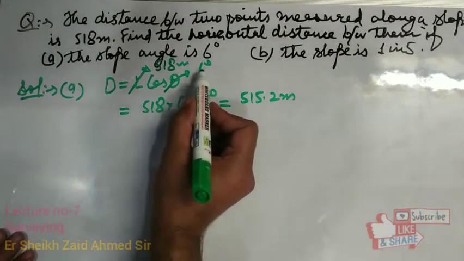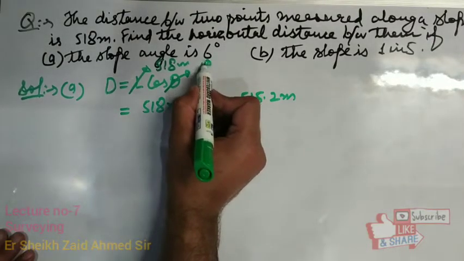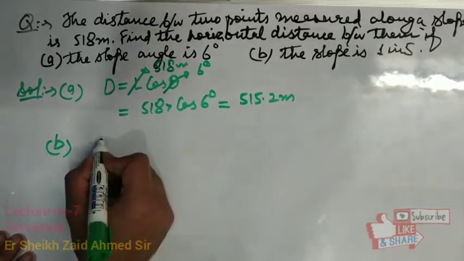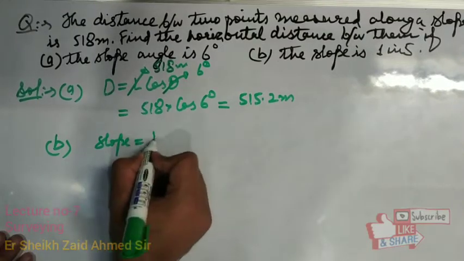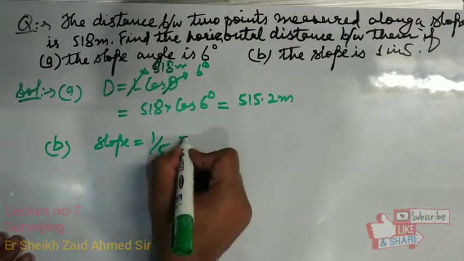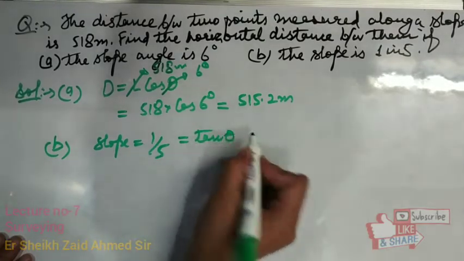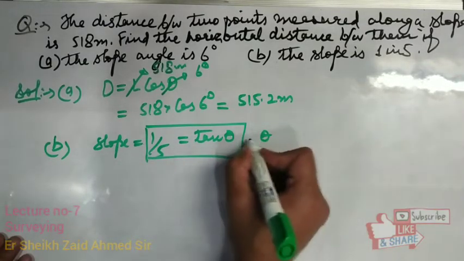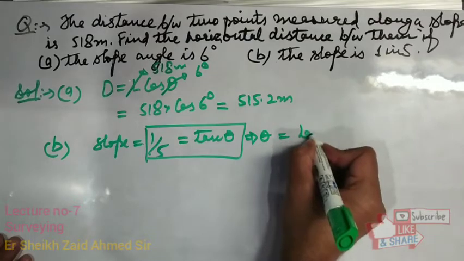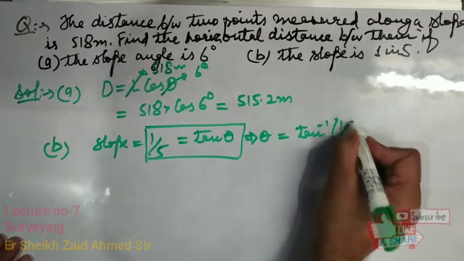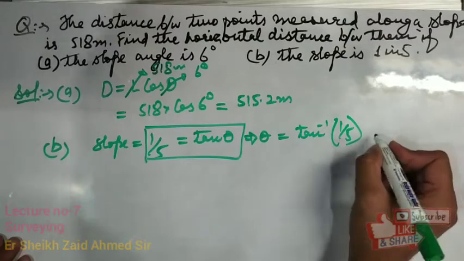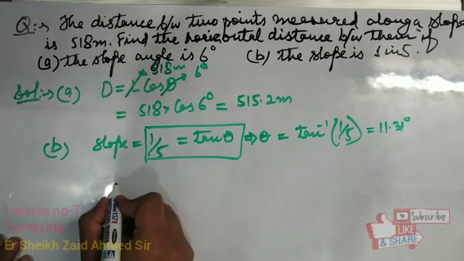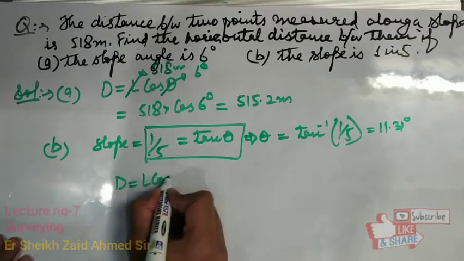Now in first part the angle was directly given to you, but in second part he has given the slope of 1 in 5. That is, slope is equal to 1 in 5 or 1 by 5, and we also know that slope is given by tan theta. That means the value of tan theta is 1 by 5. From here we can calculate theta. Theta will be tan inverse 1 by 5 and its value comes out to be 11.31 degrees.